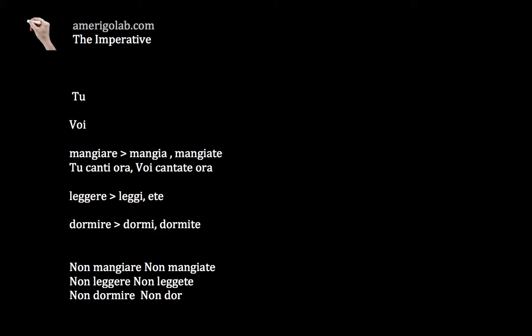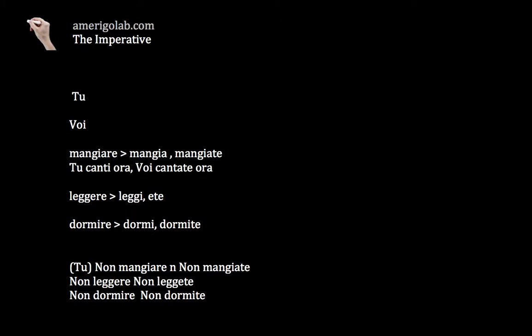Non dormite. Okay, so let me just repeat this. If I want to do the negative of mangia, for example, eat, in English you use don't eat. In Italian we use non, and we use the infinitive form, the entire verb mangiare. Non mangiare. So this will be the negative for the tu form.